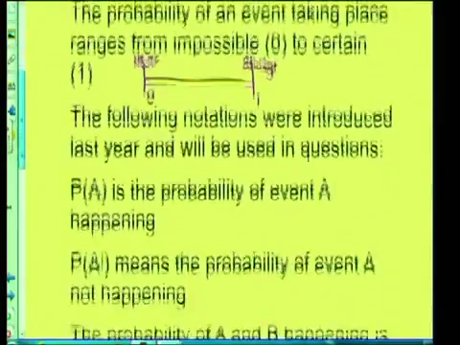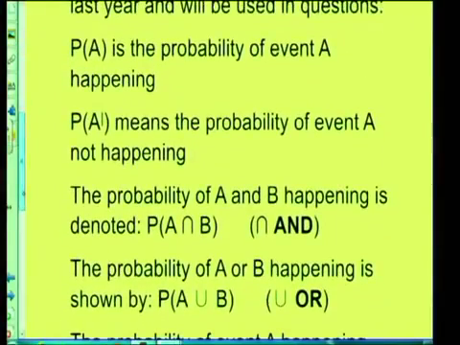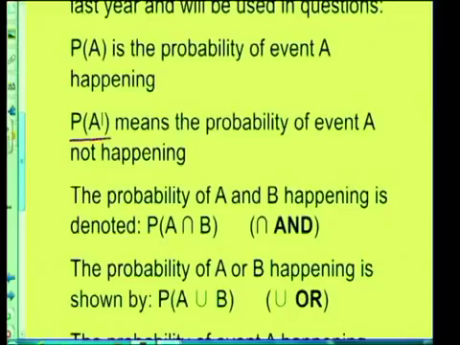Right, the following notations were introduced last year and will be used in the questions. Now, I've already mentioned the first one. The P of A is the probability of event A happening. So if I was looking for throwing the 6, I might say the P of a 6 or something like that. If I use P of A dashed, this means the probability of event A not happening.